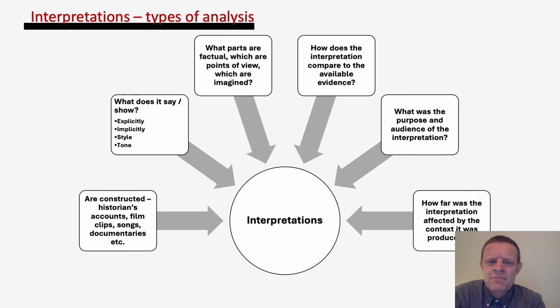It's also important at points to get your pupils to consider what was the purpose of the interpretation and who was the audience. And finally, and some people, perhaps going back to E.H. Carr, think that this is hugely important. We shouldn't just look at what the interpretation says and how it's written and compare it to the available evidence or compare it to our own knowledge. We should actually understand the context in which the interpretation itself was written.